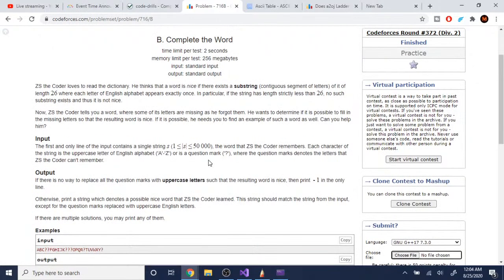It's nice if there exists a substring which appears exactly once. There exists a substring. Crap. Okay. Here's a problem. You have to go through every contiguous segment.